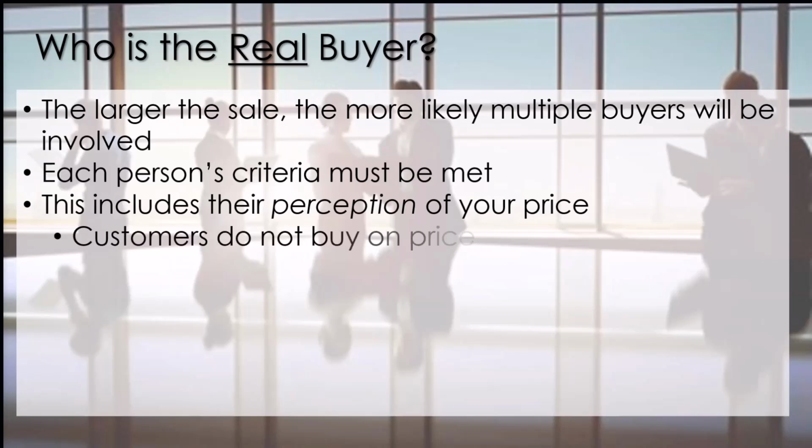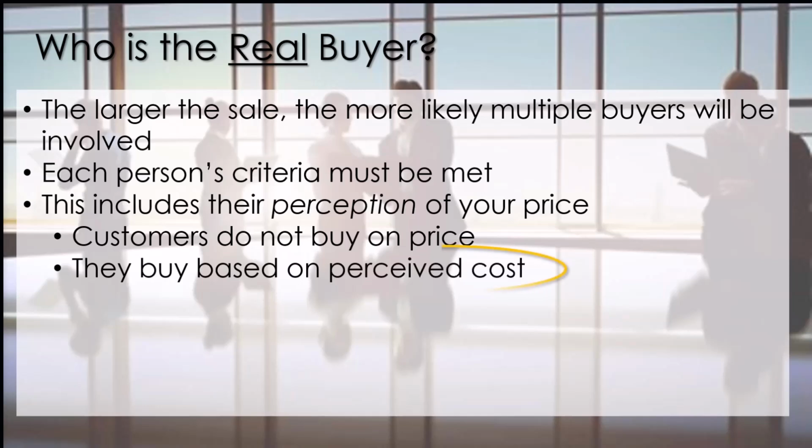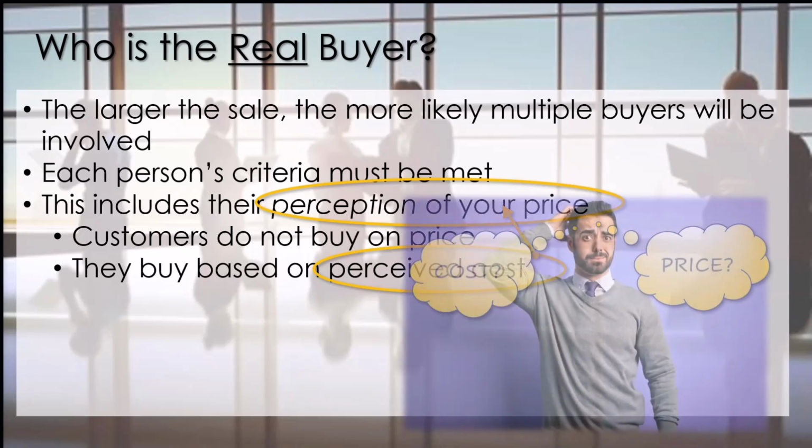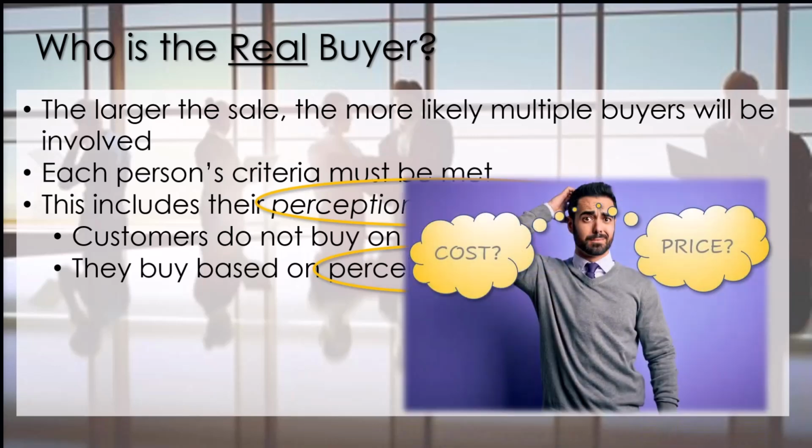Customers do not buy on price. They buy based on perceived cost, not real cost, perceived cost. So their perception of your price is going to be balanced against the perceived cost of their problem or the perceived cost of your solution. So what's the difference in cost and price? The item with the lowest price tag often costs the most. You pay a few dollars more and the product will last significantly longer. You pay a few dollars more and the product will do even more for you. So you want to keep that in mind.